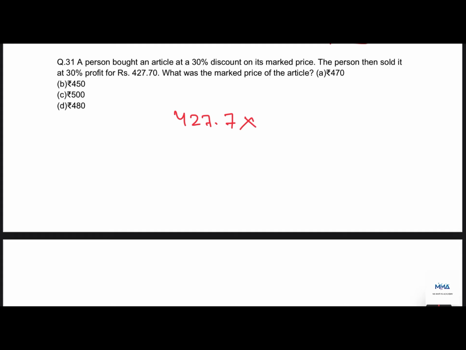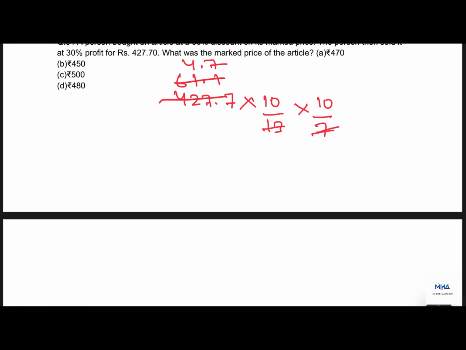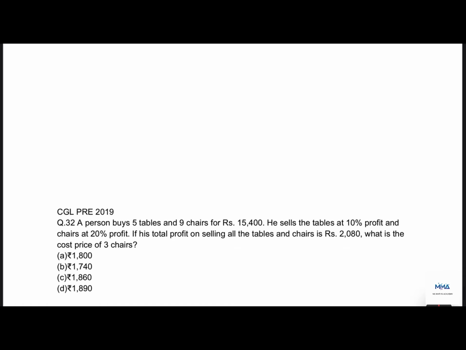So to get the price at which he bought, you multiply by 10 by 13. And this value is basically a 30% discounted one. So this is 7/10 of the value of the market price. So in order to get the market price, you multiply by 7. Great. 7 4s are 28, 7 7s are 49, so the answer is 470, guys.